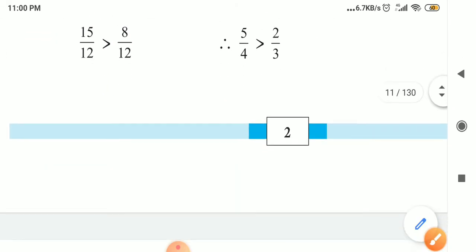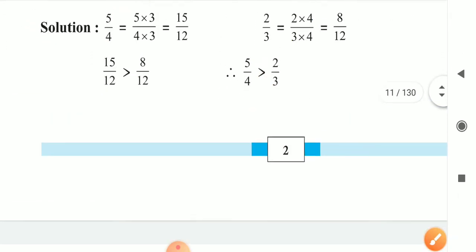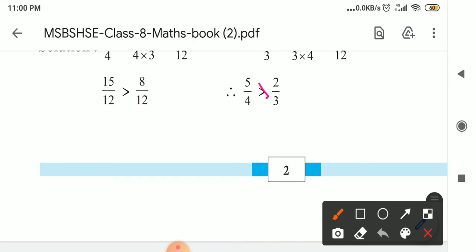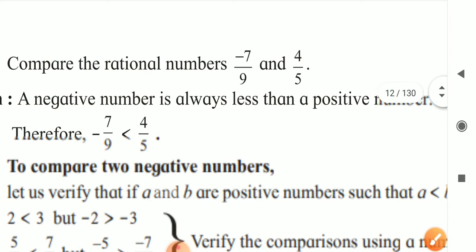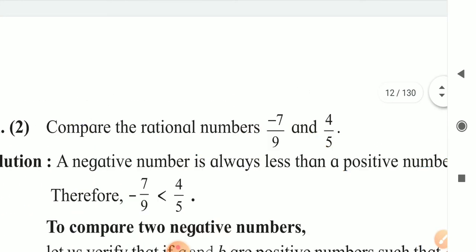That's why 5 upon 4 is greater than 2 upon 3. That sign is called a greater than sign. If we do this, it is a smaller than sign, and this is an equal to sign, and you know all this better. Now we have to compare these fractions. It is very easy. Why?